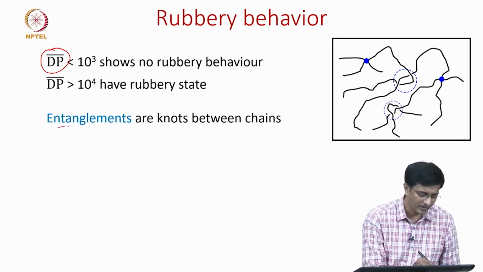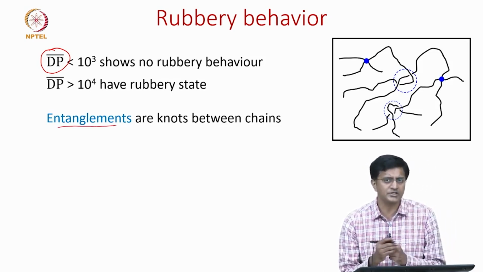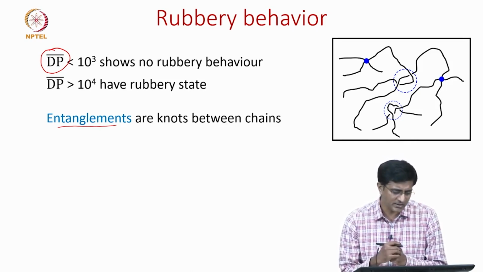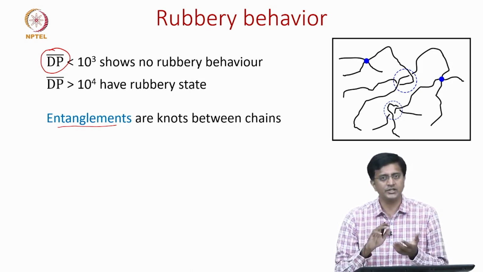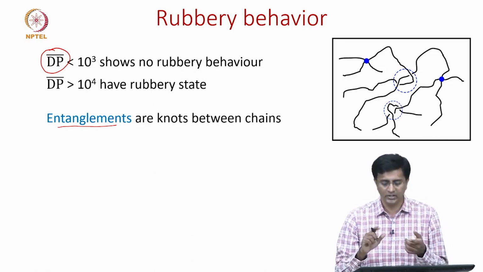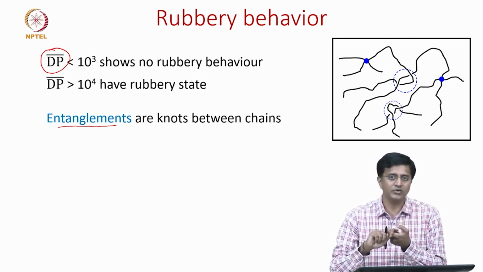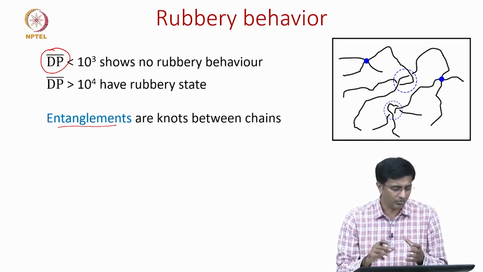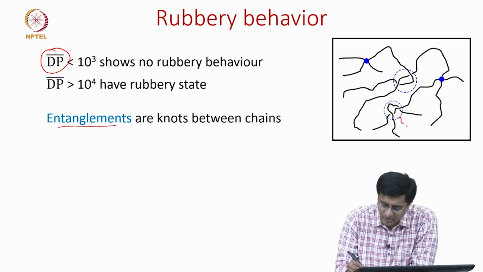these entanglements. What are entanglements? Which we already discussed a few videos back. We said these are the knots between chains. Because these chains can take very random shapes because of their length and flexibility, they can also form knots, which means they can interlock with each other by forming these knots, which we call entanglements. So, this is a representation of entanglements.